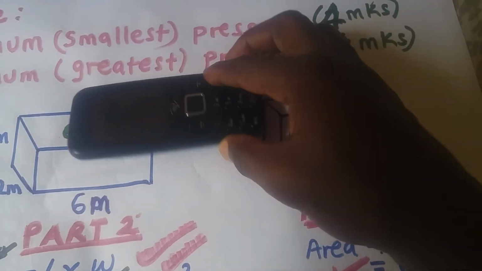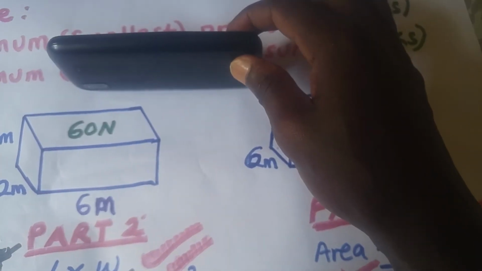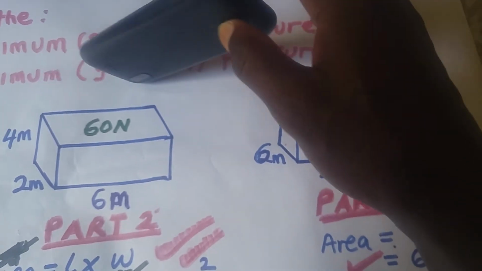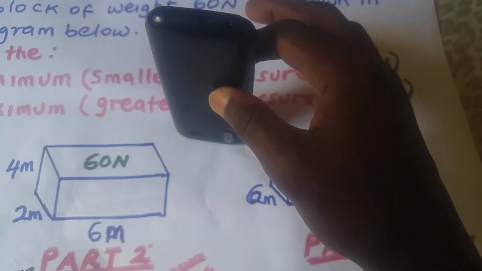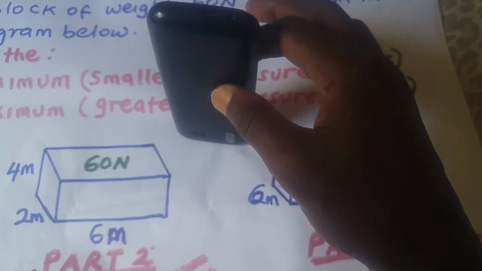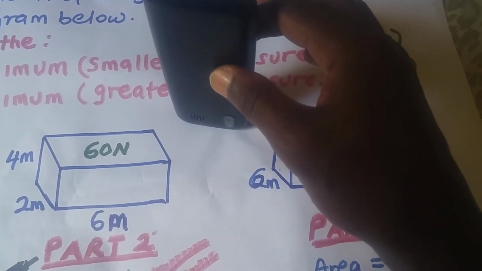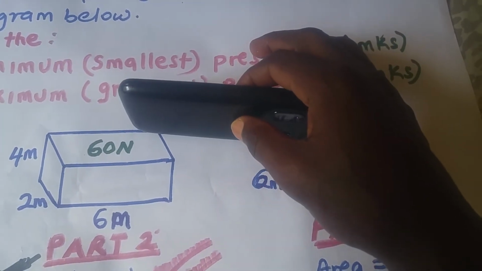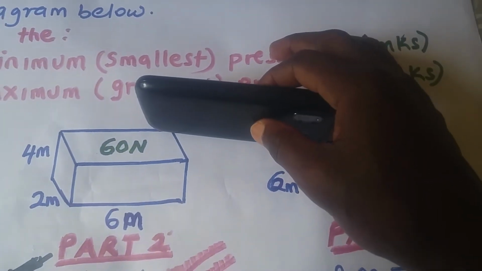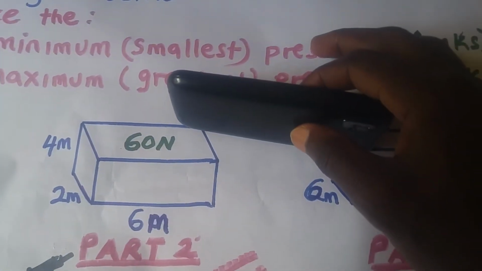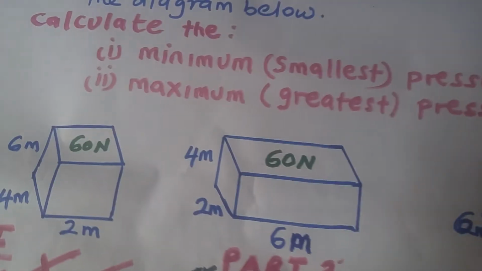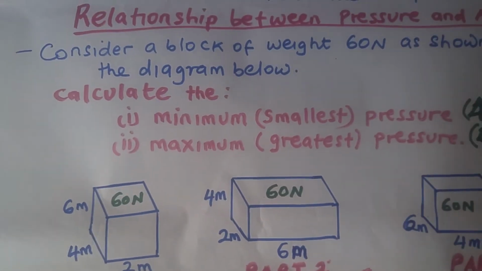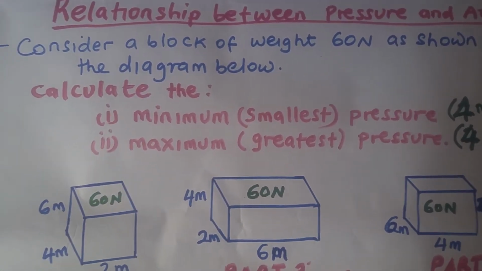What about when I turn it like this? The length, the width, and the height change. What about when I put it like this? It still changes. So this is what we are trying to explain. Each time you change this phone, the area changes. How do you get the area of a rectangle? Length times the width. So we are saying, supposing you consider a block which has a weight of 60 newtons.